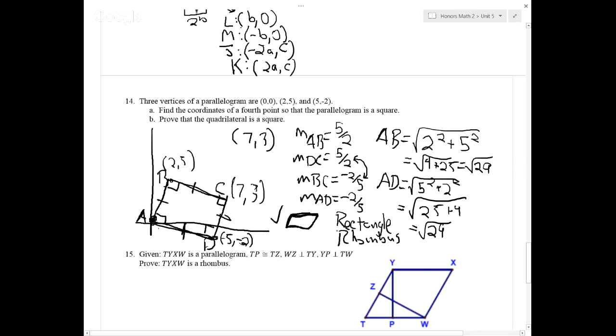So check parallelogram, opposite sides parallel, check rectangle. Adjacent sides are perpendicular with the slopes, opposite reciprocals, and check being a rhombus, all sides congruent. So we'll say it is a square.